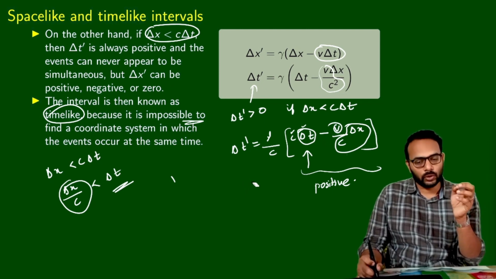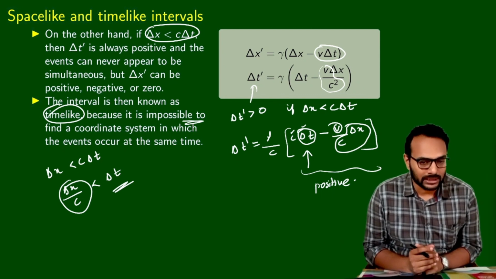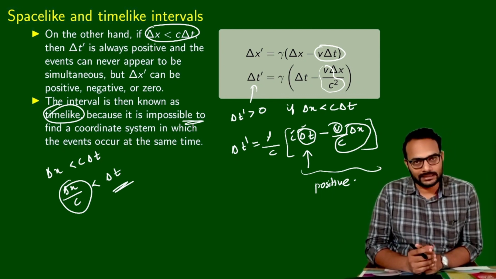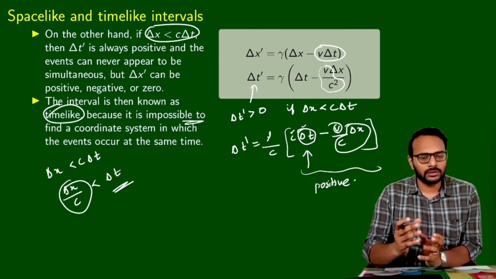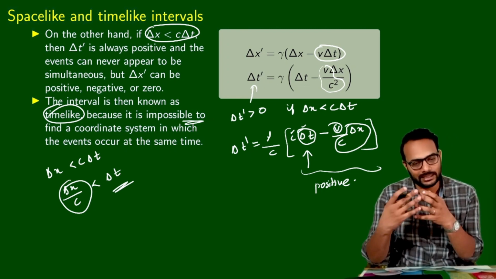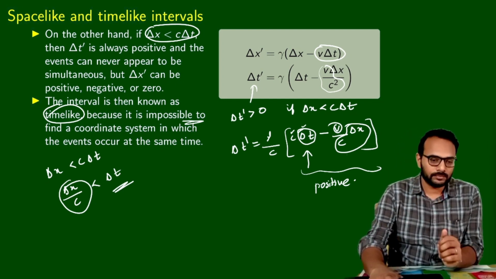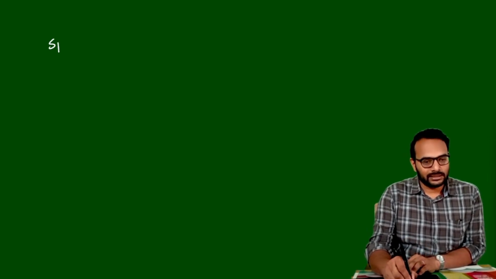So the temporal order, the order in which the events happen in time, is preserved in this case. These events are called time-like. We say that these events are separated by a time-like interval. So that's what we mean by space-like and time-like interval. Let me just repeat it.